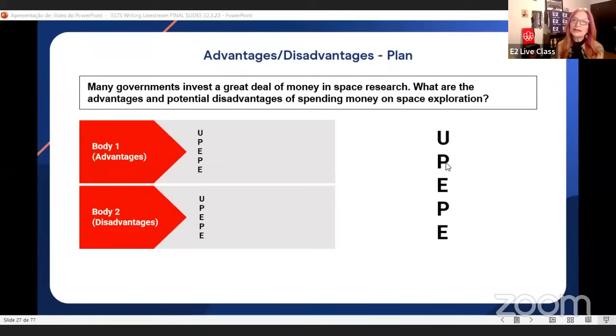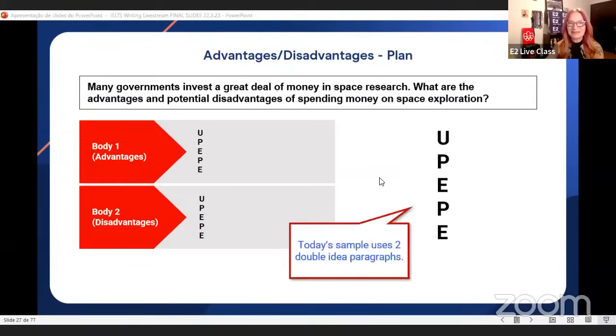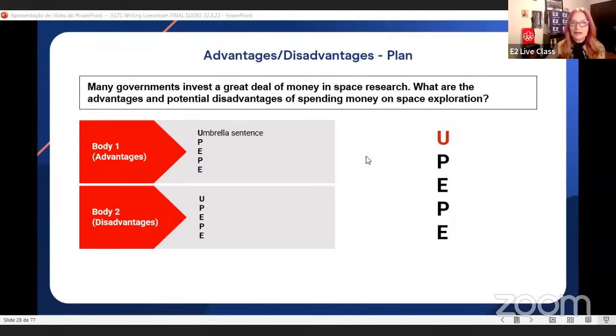So we're going to work with the double idea paragraph. If you're not familiar yet with the double idea structure, because you have single and double idea, in the E2 course materials, it's all there with methods and videos to help you understand. But the double idea is when you have to work with plural forms or with more than one idea. We're going to work with 2 double idea paragraphs because we have to talk about advantages and disadvantages.